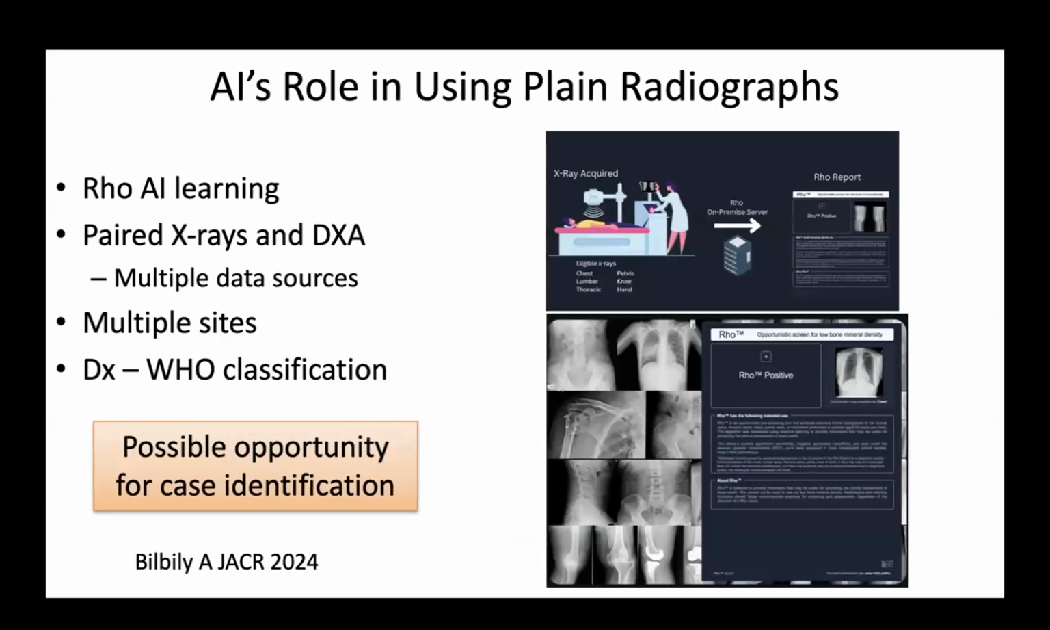Well, this is one of the hot topics, of course, is the use of artificial intelligence. And there's products out there, several of them now that have been FDA approved, where they can now look at plain X-rays and based on their learning models from patients with the same X-rays with known DEXA scans, give you a prediction of whether the patient has osteoporosis.